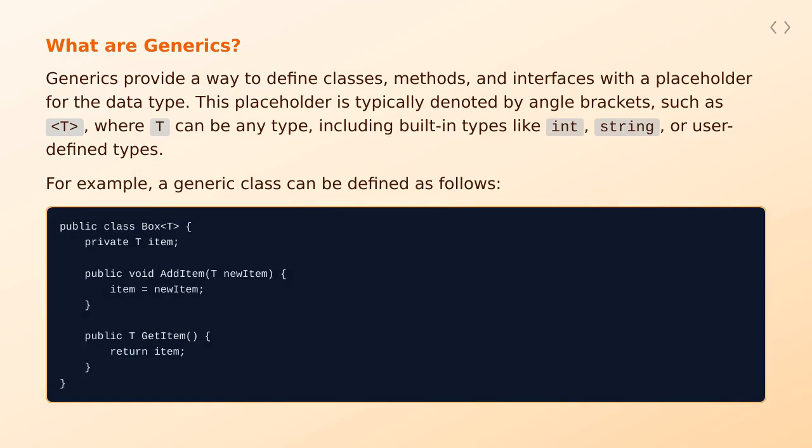Now we're on what are generics. Generics provide a way to define classes, methods, and interfaces with a placeholder for the data type. This placeholder is typically denoted by angle brackets, such as where T can be any type, including built-in types like int, string, or user-defined types. For example, a generic class can be defined as follows. Review the class shown on screen and how its members are organized.